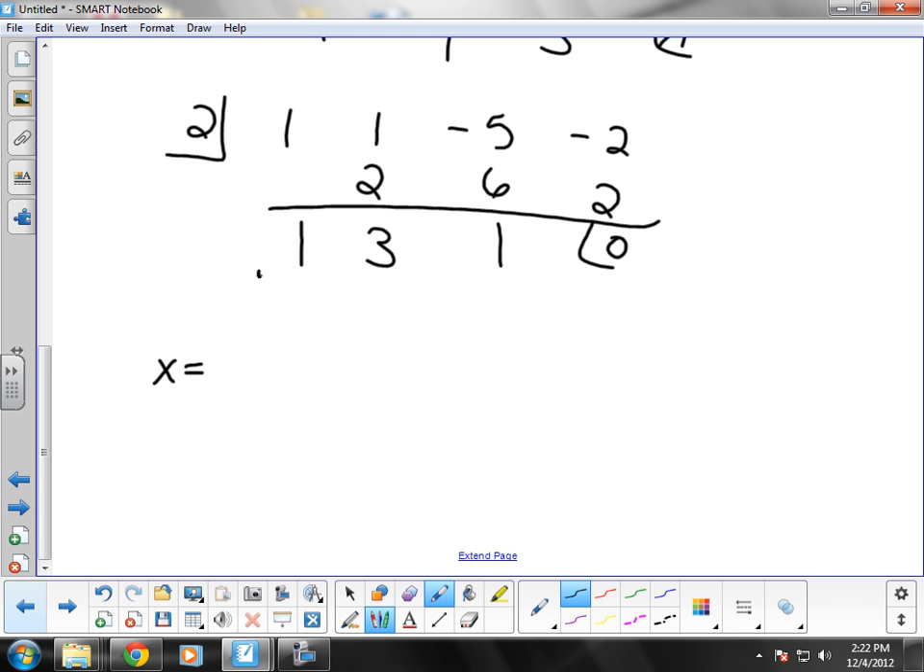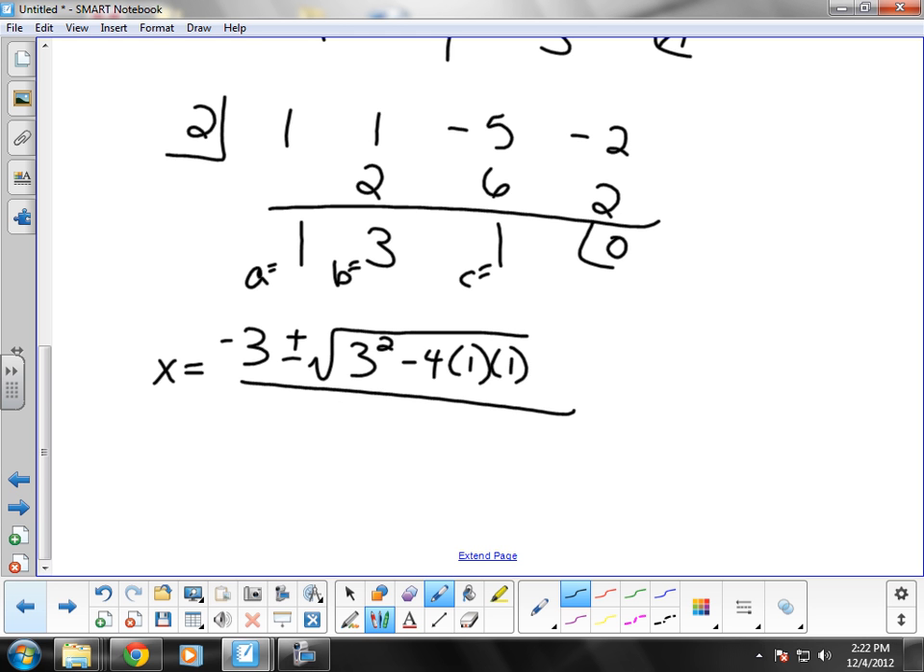So this one's A, this one's B, and this one's C, right? Because they're in order. So I get negative 3 plus or minus the square root of 3 squared minus 4 times 1 times 1 over 2 times 1. So I got negative 3 plus or minus the square root of 9 minus 4, which is 5 over 2. That's one of those irrational numbers that I was talking about, right? That's it.